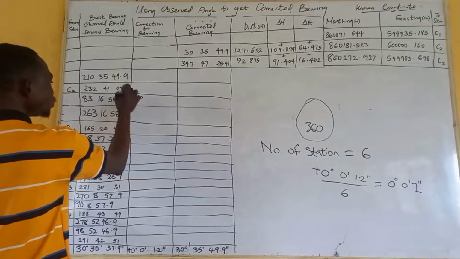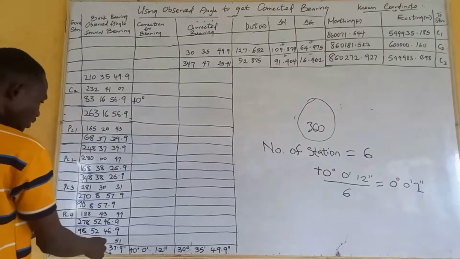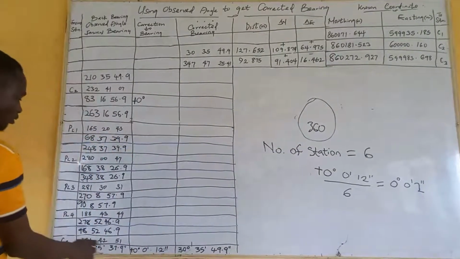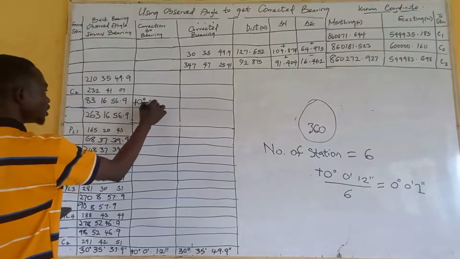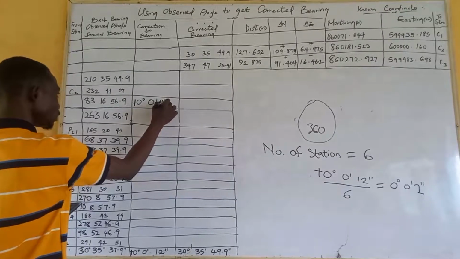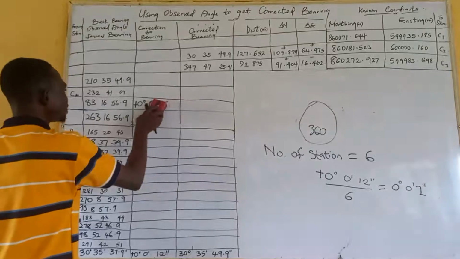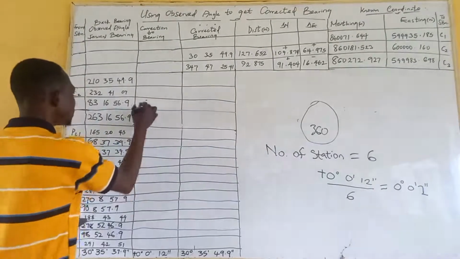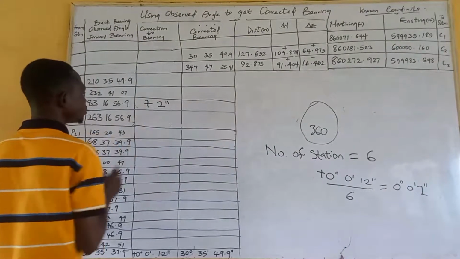You have to note it. It's either going to be plus or minus. The reason why it's plus is that this value that we put down here, subtracted from this, gives us plus. So that is why it's plus. 0 degrees, 0 minutes, 2 seconds. And you can also write it like this. If you don't write it like this, you can just write plus 2 seconds.